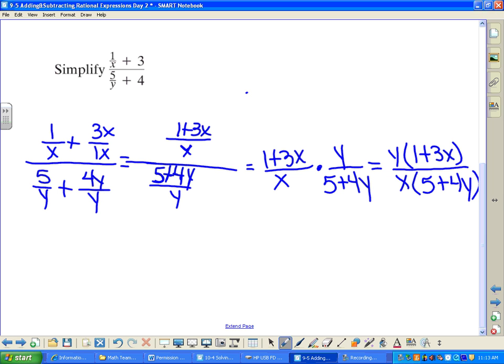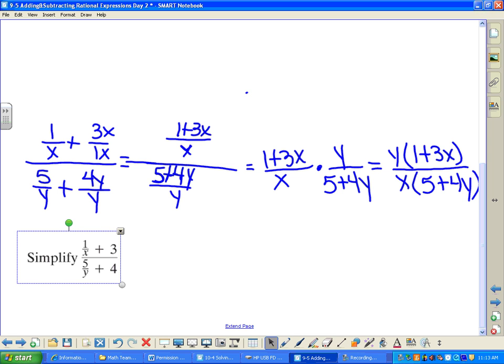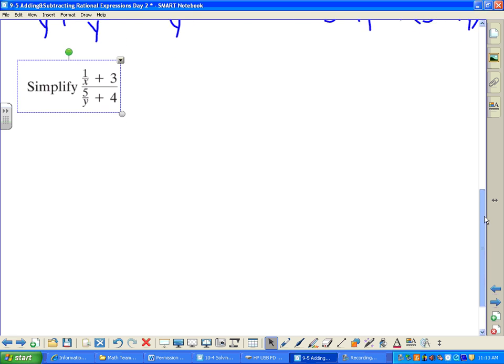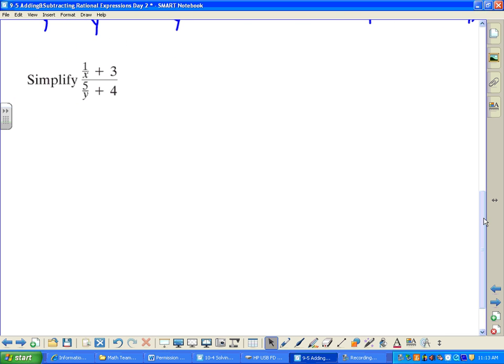Now, this uses nothing new, really. This uses all stuff that you already know. There's another way to do this, which I personally think is easier. And I'm going to show it to you. So, same problem. What I want you to do is find the LCD of all the little fractions.